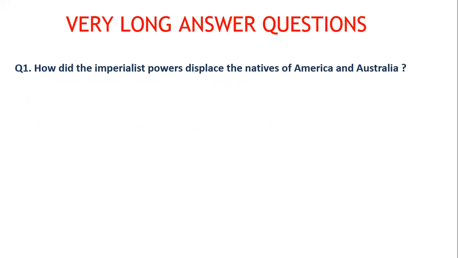Only one long question from this chapter. How did the imperialist powers displace the natives of America and Australia? Imperialist powers, especially Portugal, Spain, England, France, and Holland, began to displace the native people at a rapid pace after the discovery of America and Australia. They adopted many types of tactics. Some of them are, and then you give points.